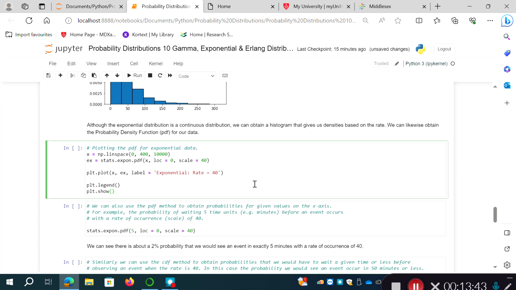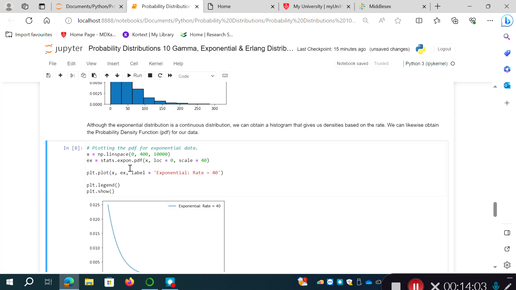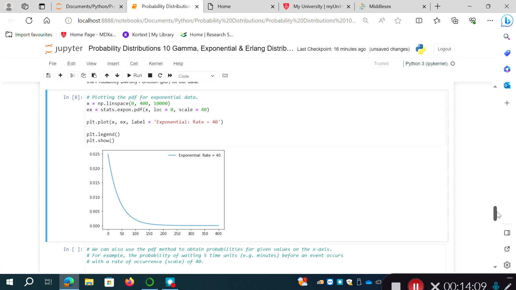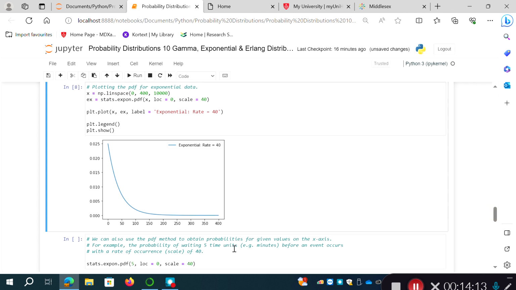So let's do that here. I'm basically creating a new object called X. It's a NumPy array of 10,000 values between 0 and 400. I'm going to pass that in as the data we're going to use. We're setting loc equals 0 and scale equals 40. So let's have a look at that. And notice I've used the expon.pdf method. So what we can see here is the exponential function. You see this kind of shape. It tapers off very quickly and is very positively skewed.